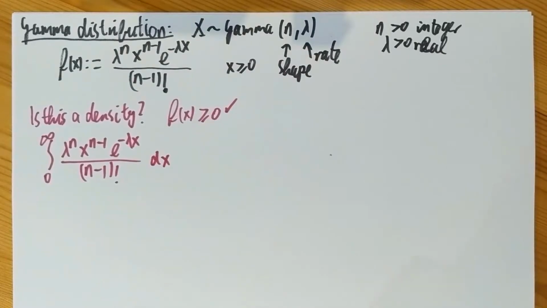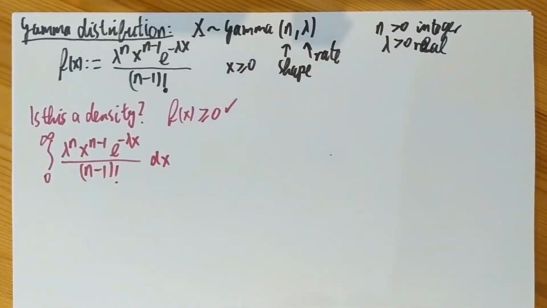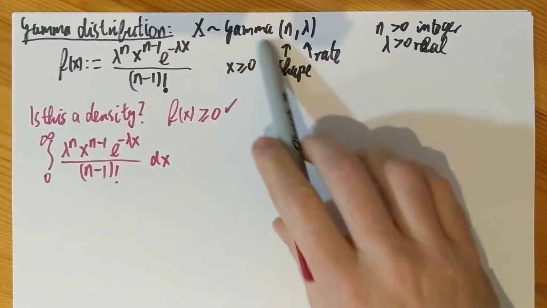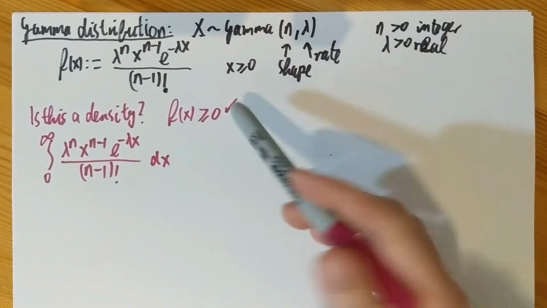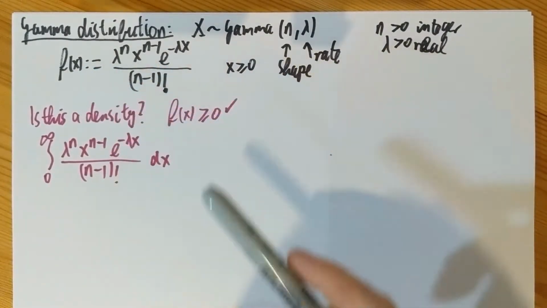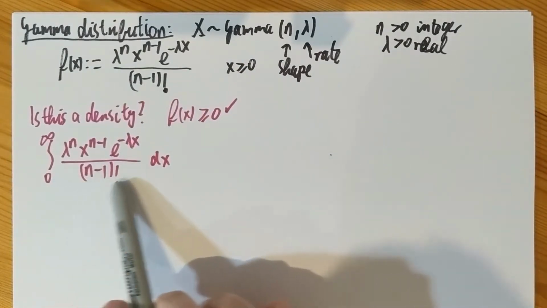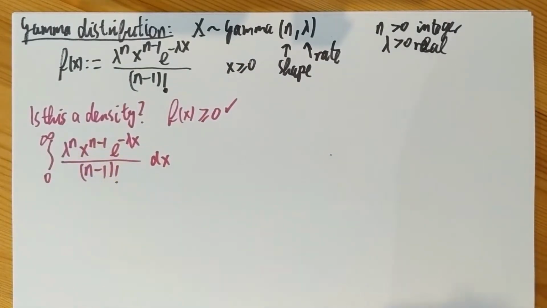So everybody knows that we need to check that the integral from minus infinity to infinity of f of x is 1, but this is only valid for positive x's, and f is of course 0 for negative x's. Maybe I didn't say that, but I mean that. F is 0 for negative x's. Okay, and so the integral will only go from 0 to infinity. Now, why is this 1? How can I see that this is 1?